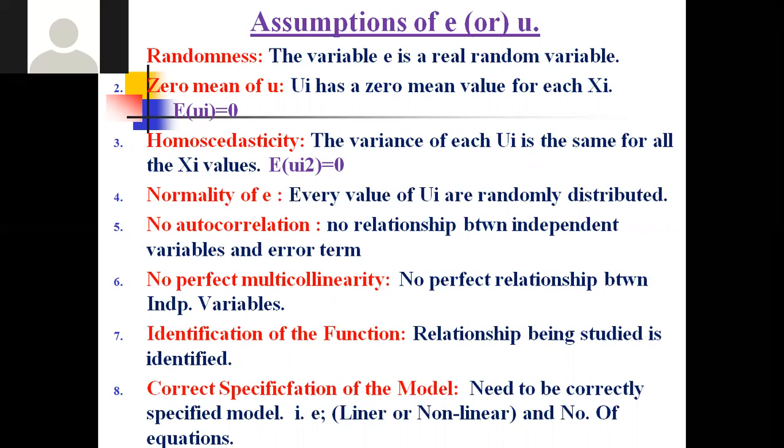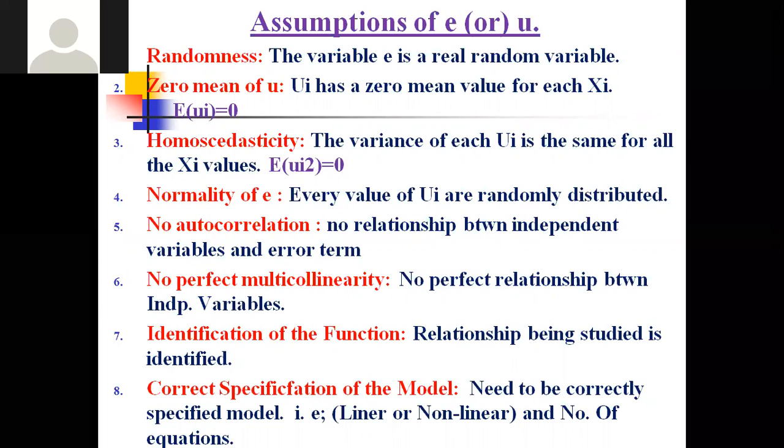When you get the error values, each and every error term's variance should be constant. There should not be much fluctuation in the variance of the error term. And normality of u, that is the normality of the error term. After getting the errors, when you plot a normal distribution, it should be randomly distributed, nothing but a bell-shaped curve. Then the sum of errors equals 0, because the left side is minus and the right side is plus, so they cancel out to 0. That's why normality of u means each value of ui is randomly distributed.